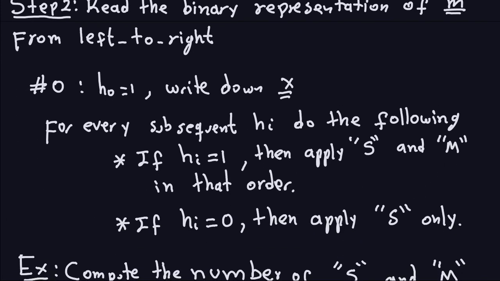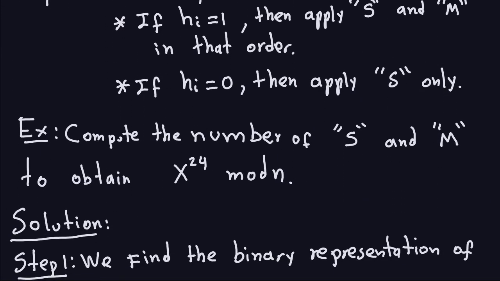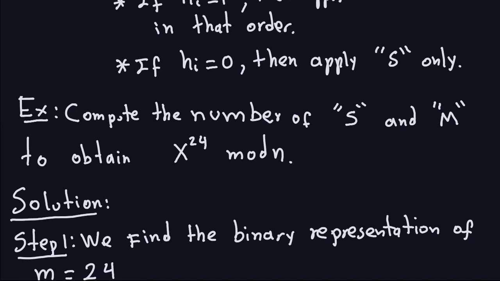So let's see an example and see how that works. Let's compute the number of s's and m's to obtain x to the 24 modulo n. I'm going to ignore again the modulo n in the computation, but it is there. So let's see how many s's and m's we have to do in order to compute this power.